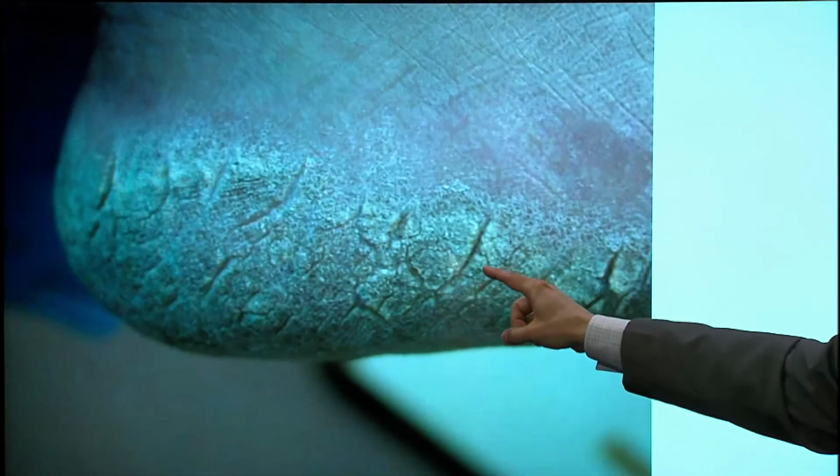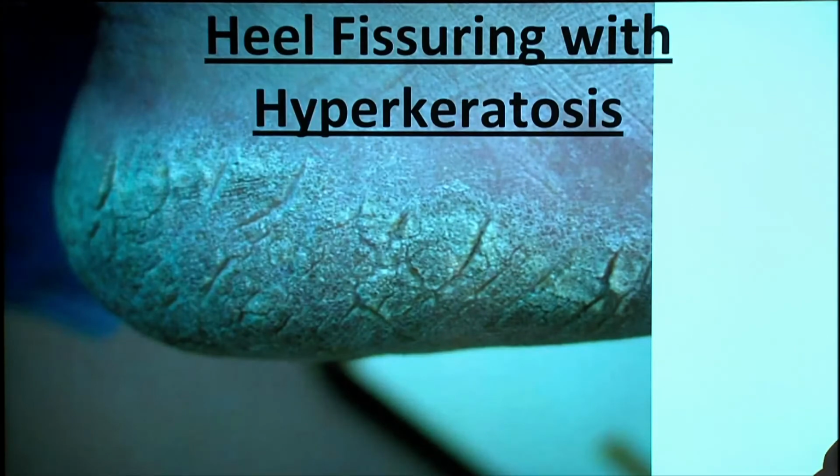We actually call these cracks little fissures in the skin. Okay, so this I find is a combination of two different things. The one thing is a heel fissure with hyperkeratosis. Hyperkeratosis, hyper means a lot, and keratosis is hardened skin. So hyperkeratosis is hardening of the skin that happens on the bottom of the heel.